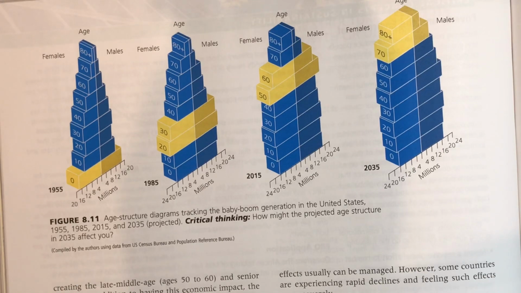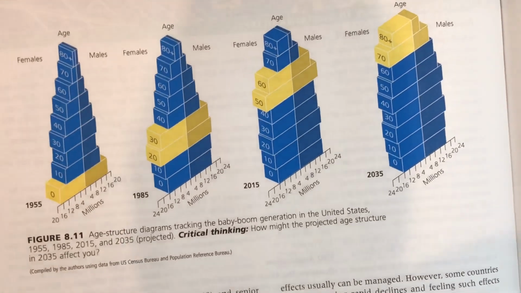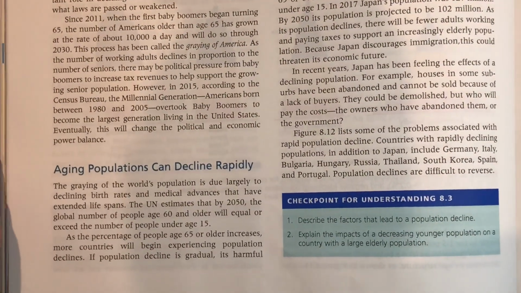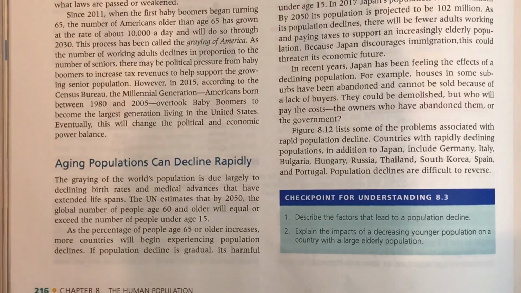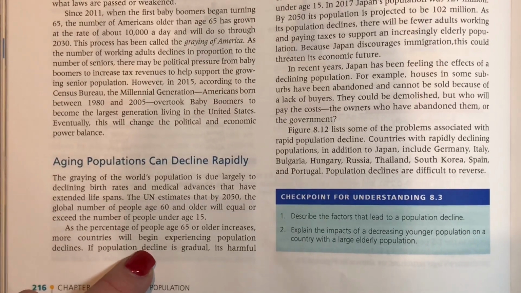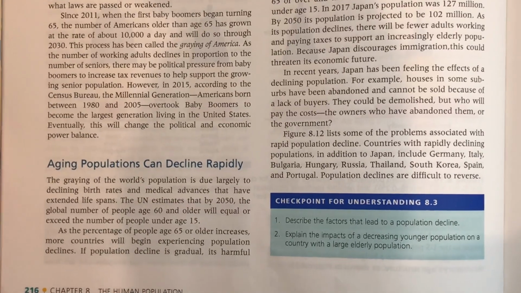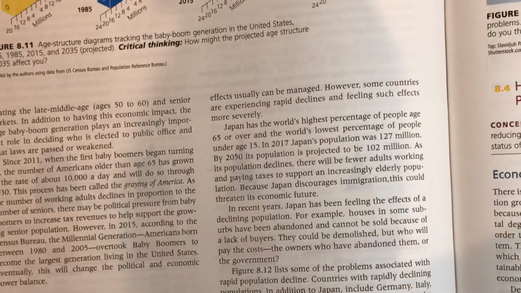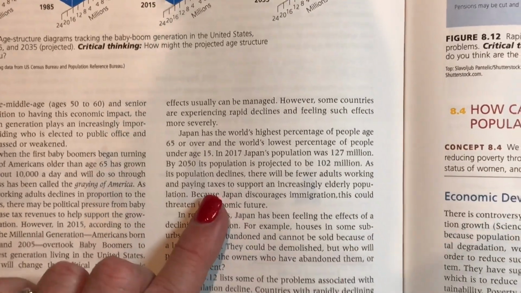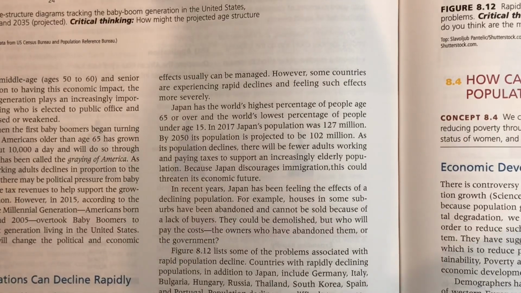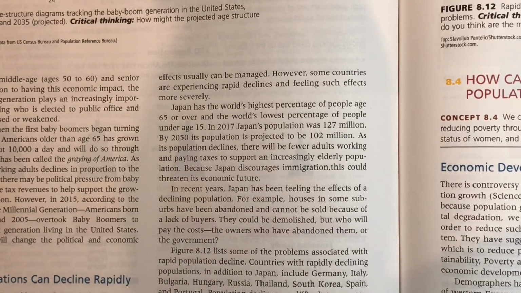How does a declining human population affect conditions in that country? I'm just going to summarize. You probably do need to read this. This would make a great national exam question. So right here, you have population declines, which sounds like a great idea, unless it happens all of a sudden. So right here, Japan has the world's highest percentage of people age 65 or older, and the world's lowest percentage of people under age 15.